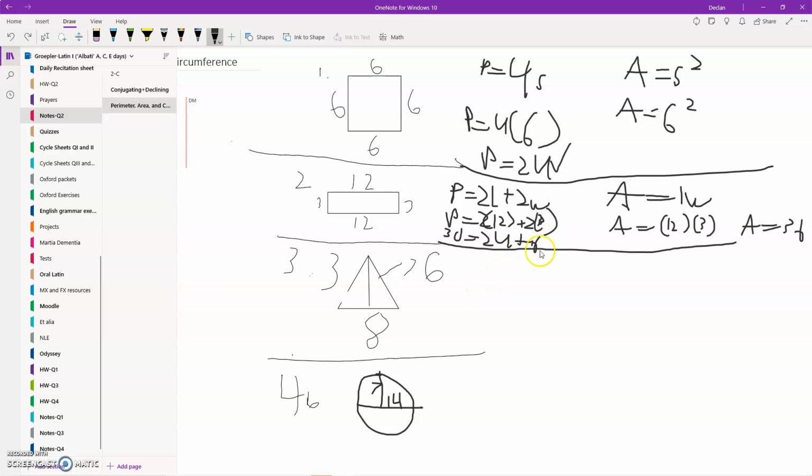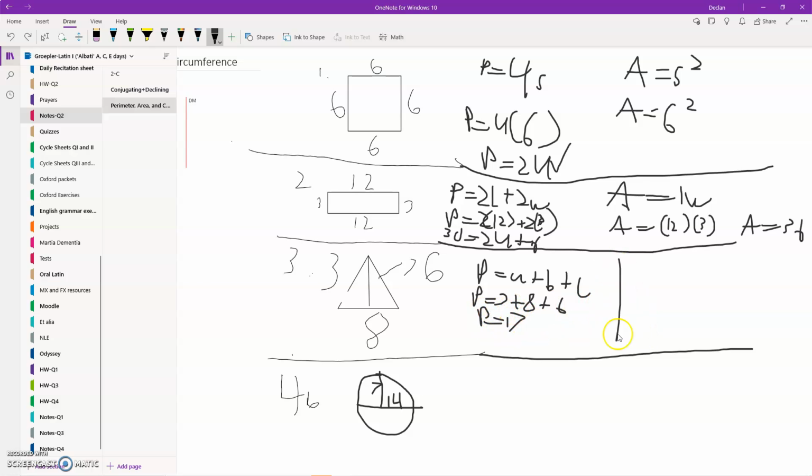So now, as we find the perimeter of the triangle, it's fairly simple, really. You just go P equals A plus B plus C, substitute in A is 3, the base is 8, and C is 6, and what we get is 17. Yes, we get 17.